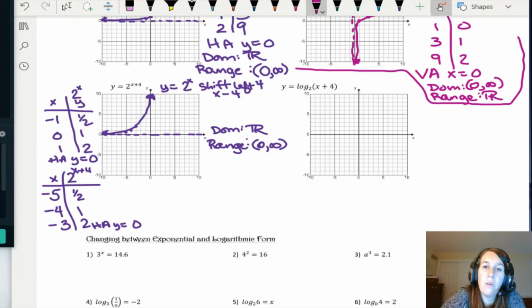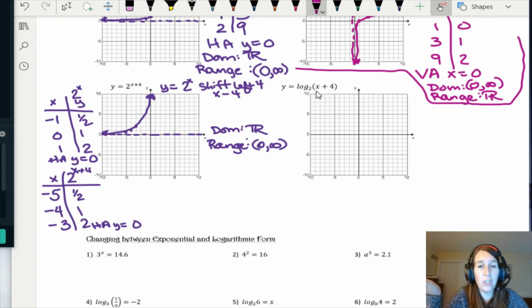Okay, so now let's take a look at what looks like it might be the inverse of the exponential that we just did, right? So log base 2 of x plus 4. So the issue is that since we did a horizontal transformation in the exponential form, a horizontal transformation in the log form is not going to be the inverse, right? Since we have a horizontal transformation in exponential form, to do the inverse, you switch the x's and the y's.